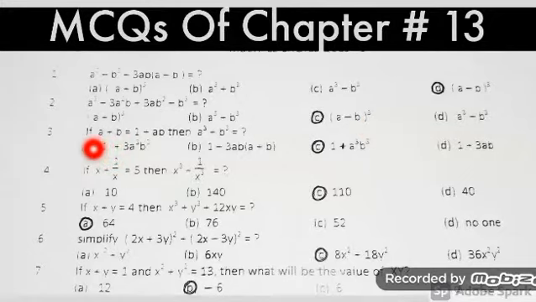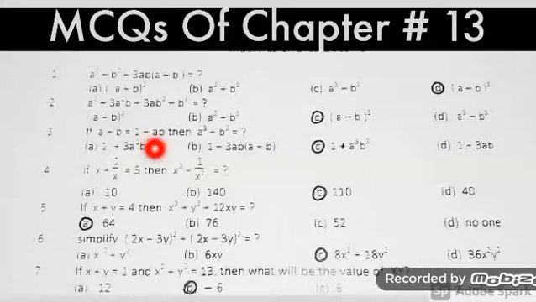Statement 3 is if a plus b is equal to 1 plus ab, then a cube plus b cube is equal to what? We are given the equation a plus b is equal to 1 plus ab, and we have to find out the value of a cube plus b cube. To find this value, we will take cube on both sides of this equation. After taking cube, this will be written as a plus b whole cube, and this will be written as 1 plus ab whole cube.